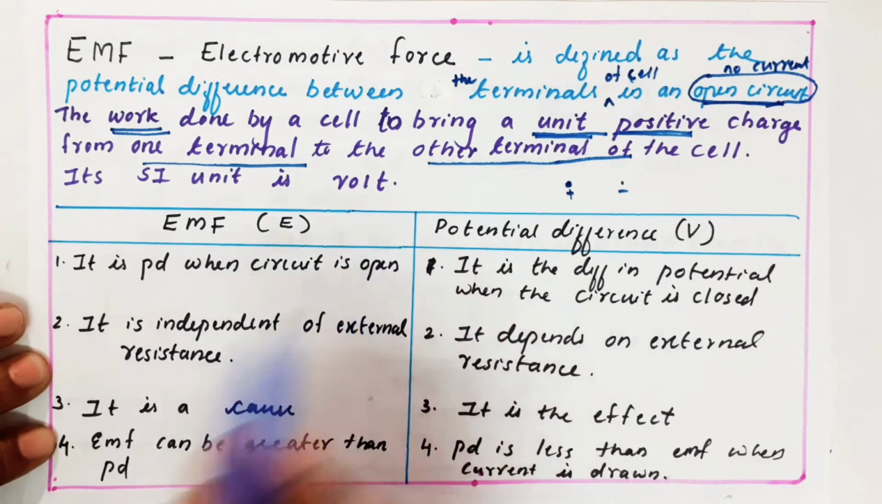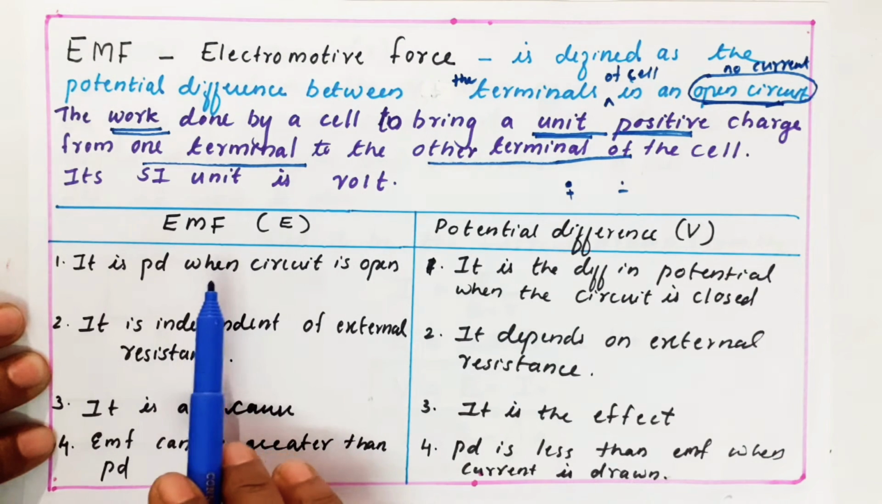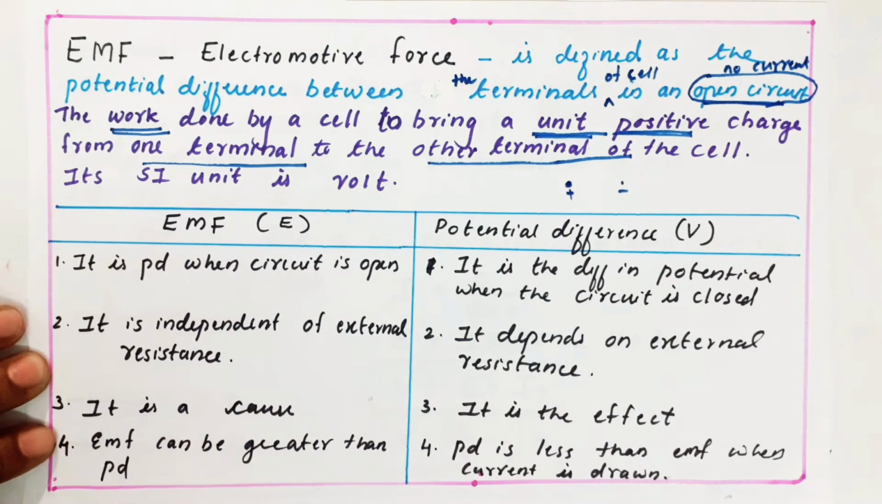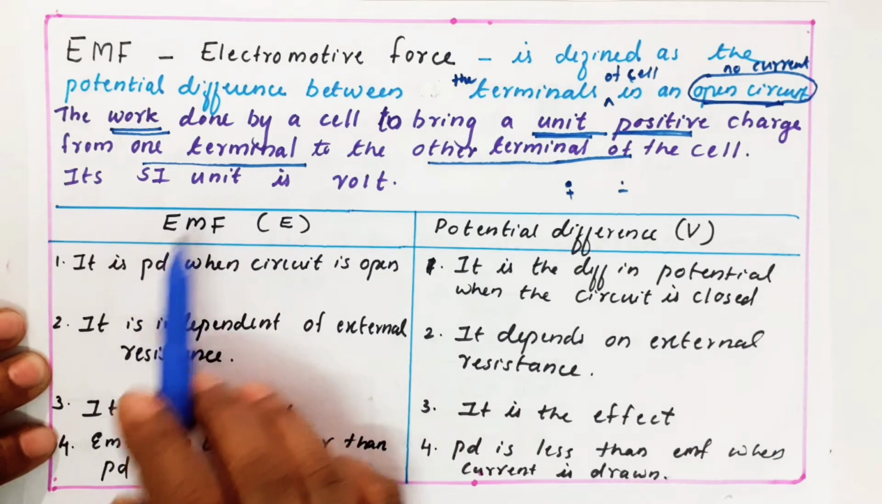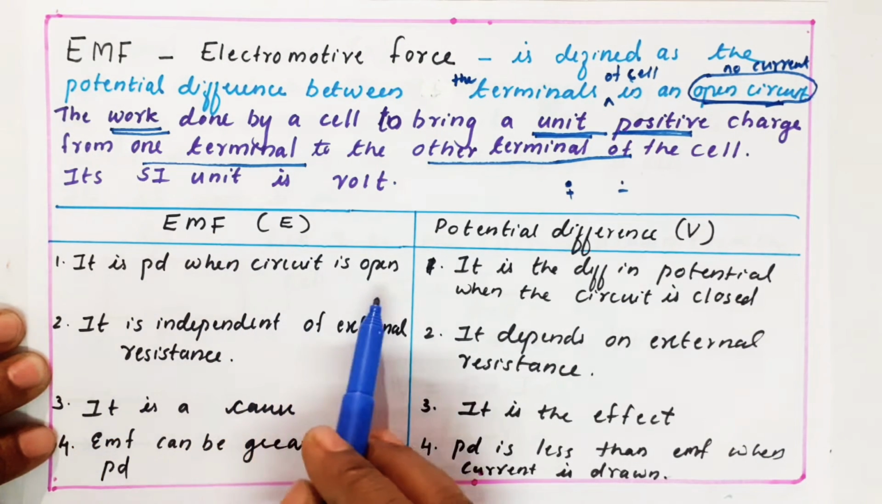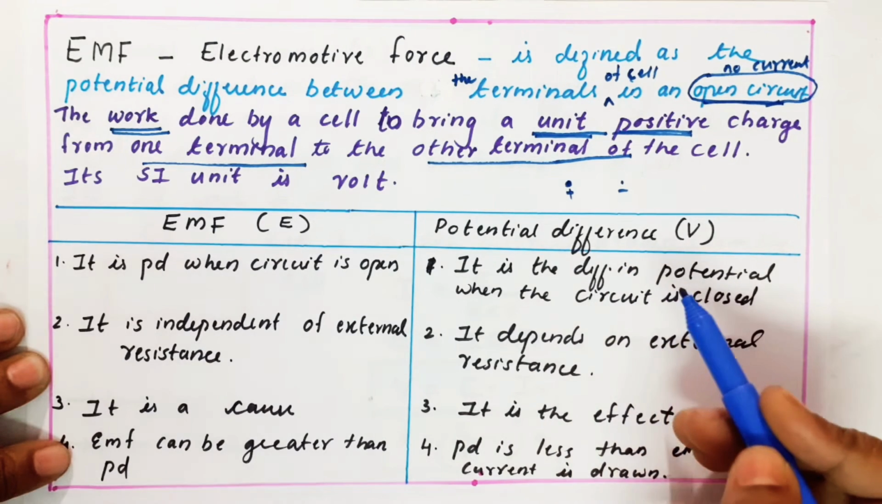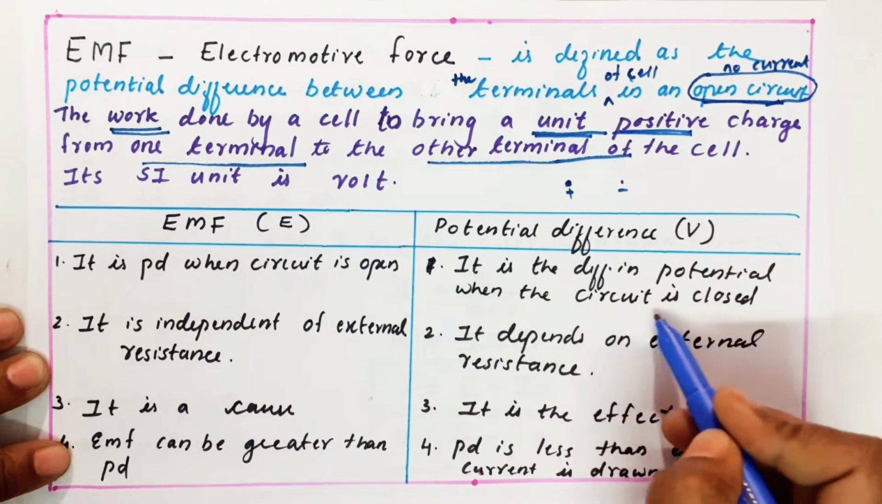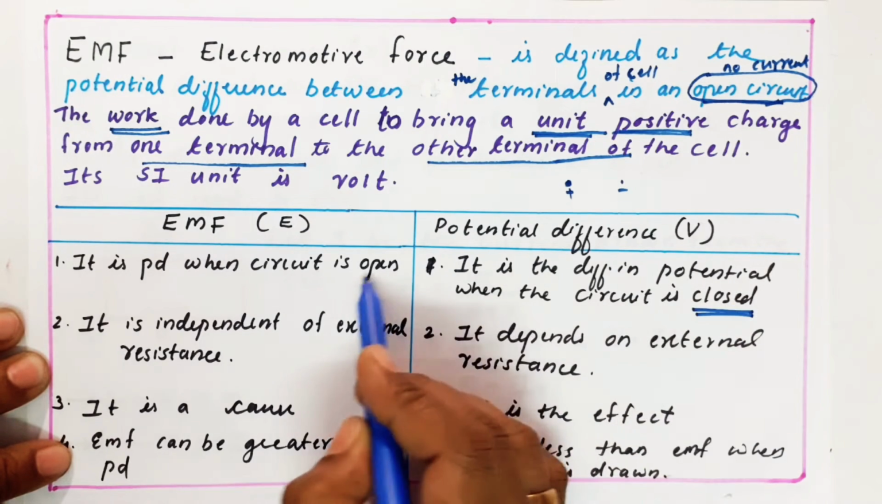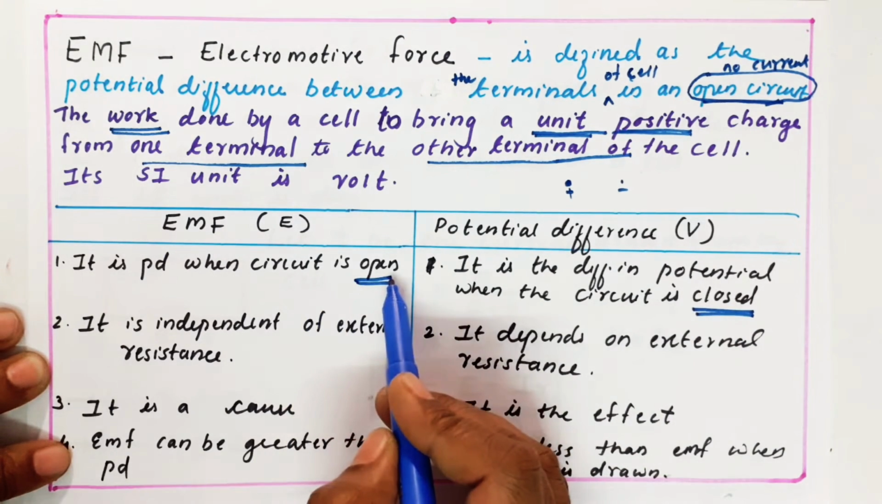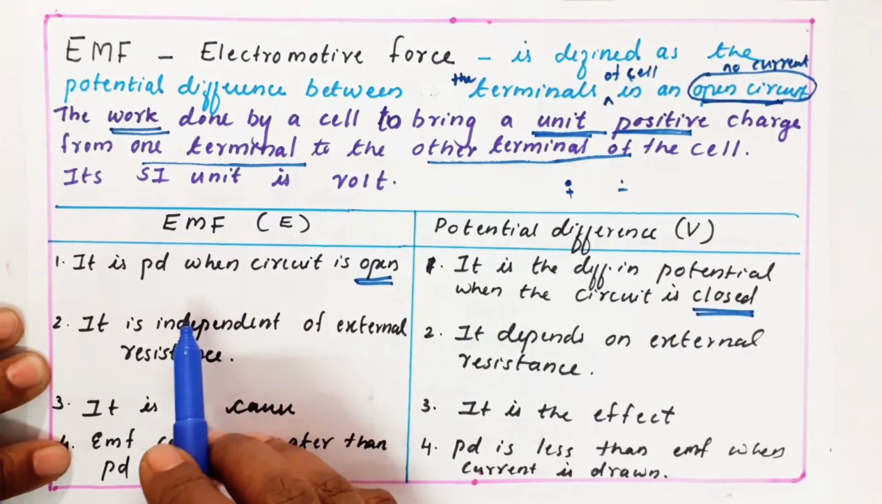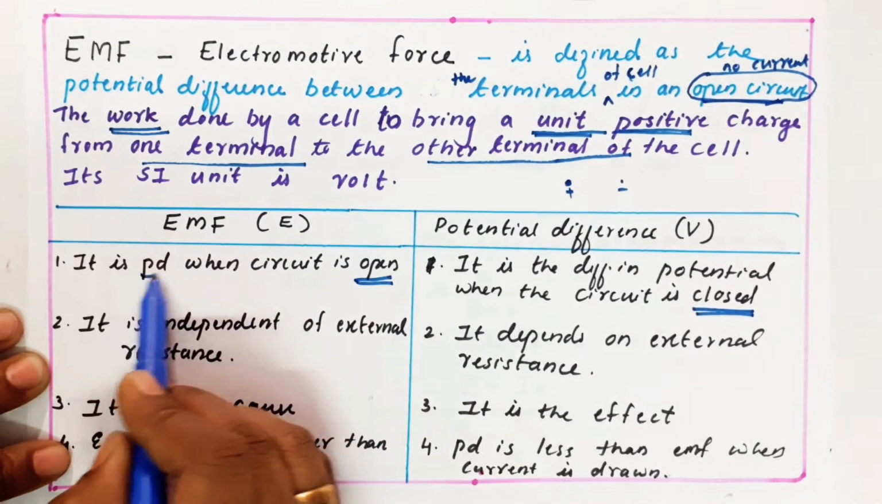Now, I need to tell the basic differences between potential difference and EMF. Many of you get confused about EMF and potential difference. The basic difference is, EMF is the potential difference when the circuit is open, and potential difference is the difference in potential when the circuit is closed. So in short, when there is no current, we can call the potential difference EMF.